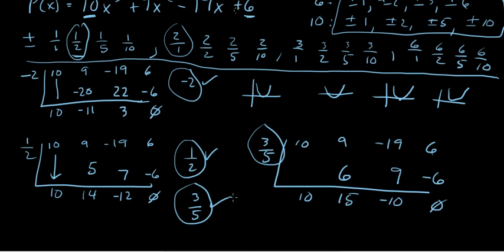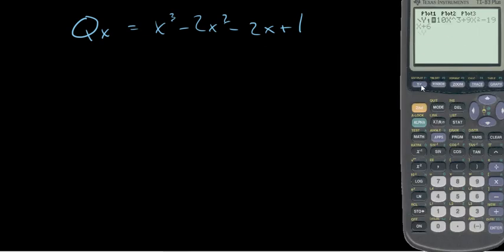And another way to find solutions is using the quadratic formula. Now, let's say I have q of x equals x to the third minus 2x squared minus 2x plus 1. Once again, I graph this thing, and I did graph it already, and I'm going to enter and enter. I've got x to the third minus 2x squared minus 2x plus 1.